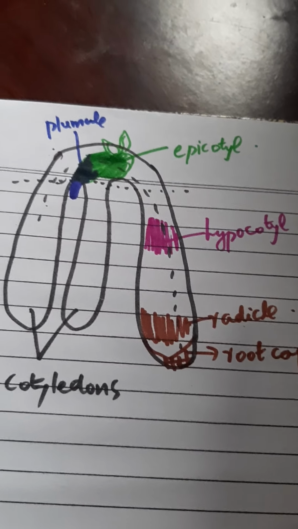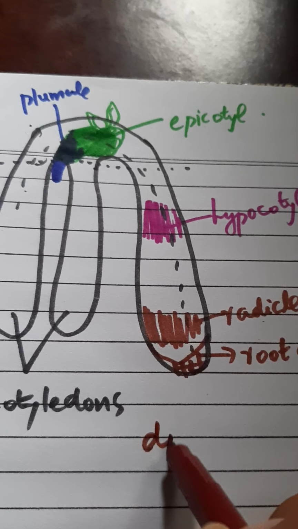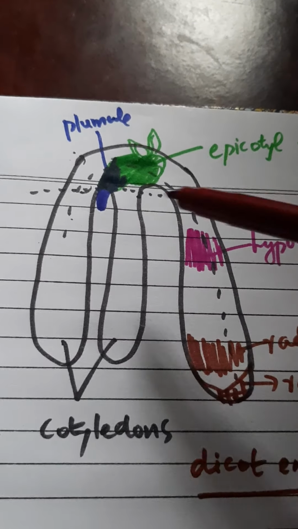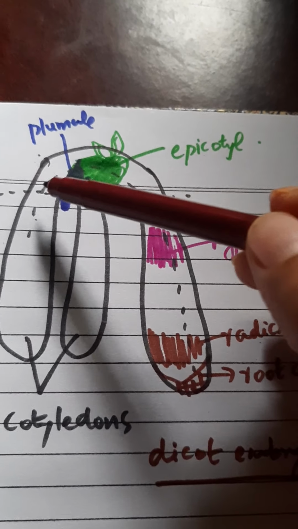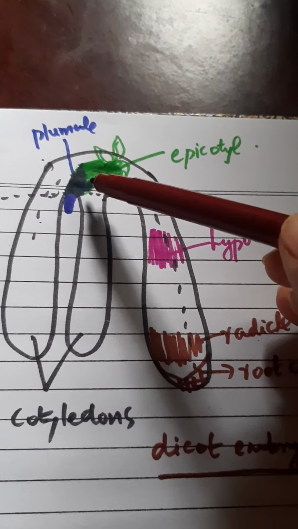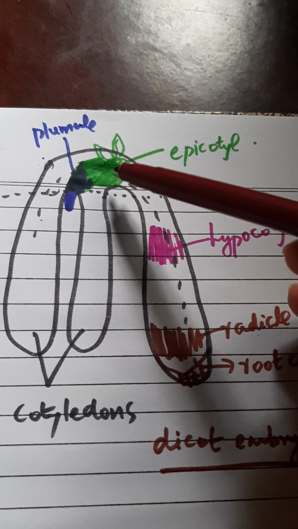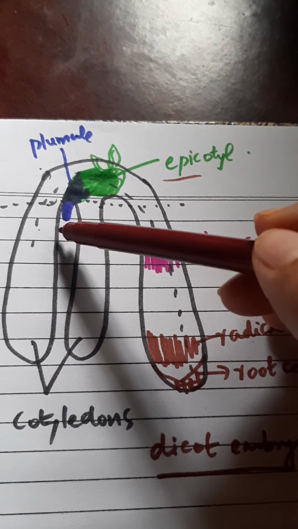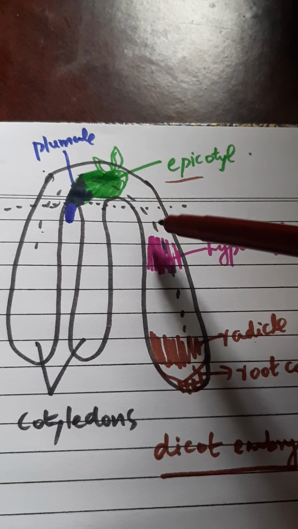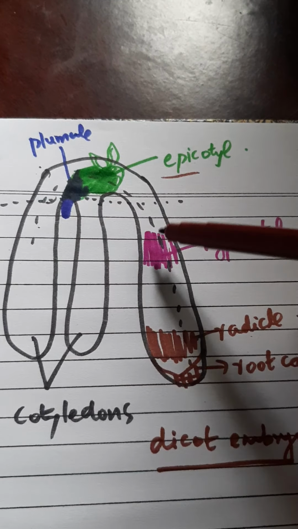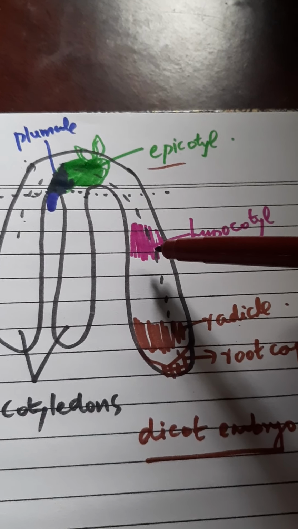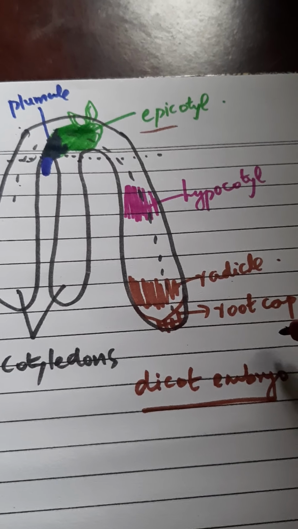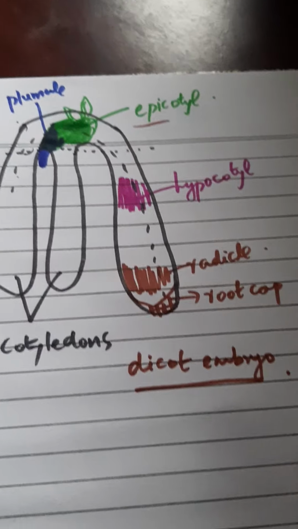So this is about a dicot embryo, the parts of a mature dicot embryo. A dicot embryo has two cotyledons, and the part of the embryo above the level of attachment of cotyledon has a tissue called epicotyle, and epicotyle terminates to form plumule. The part of the embryo below the level of attachment of cotyledons is called hypocotyle. Hypocotyle terminates to form radicle, and radicle is enclosed with root cap. So this is the embryo we see in dicots.